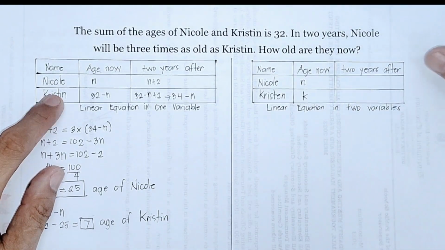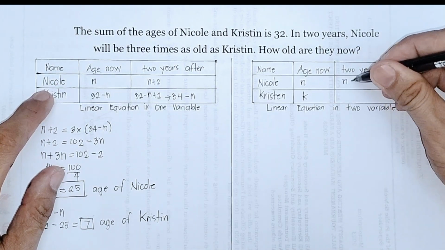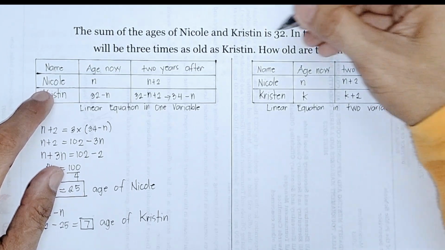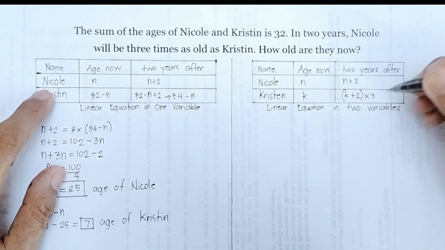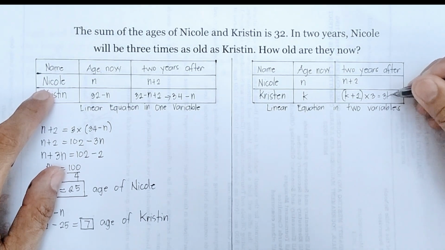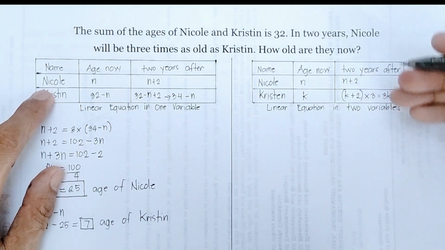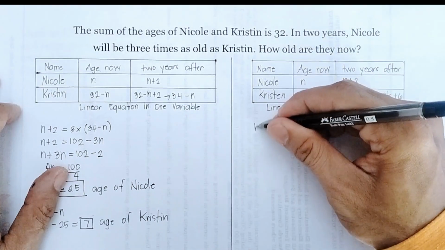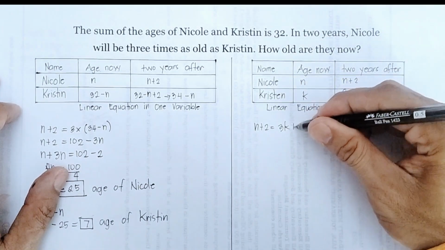Alright, and now we have here the second sentence. In 2 years, Nicole will be 3 times as old as Christine. So that means in 2 years, so that is N plus 2, and this will be K plus 2. Take note of the word 3 times. So we're gonna multiply the age of Christine by 3. So if you're going to simplify that, it would be 3K plus 6. Alright, so now we have here two expressions, N plus 2 and 3K plus 6. So this time we have to solve for their age. So we have N plus 2 is equal to 3K plus 6.